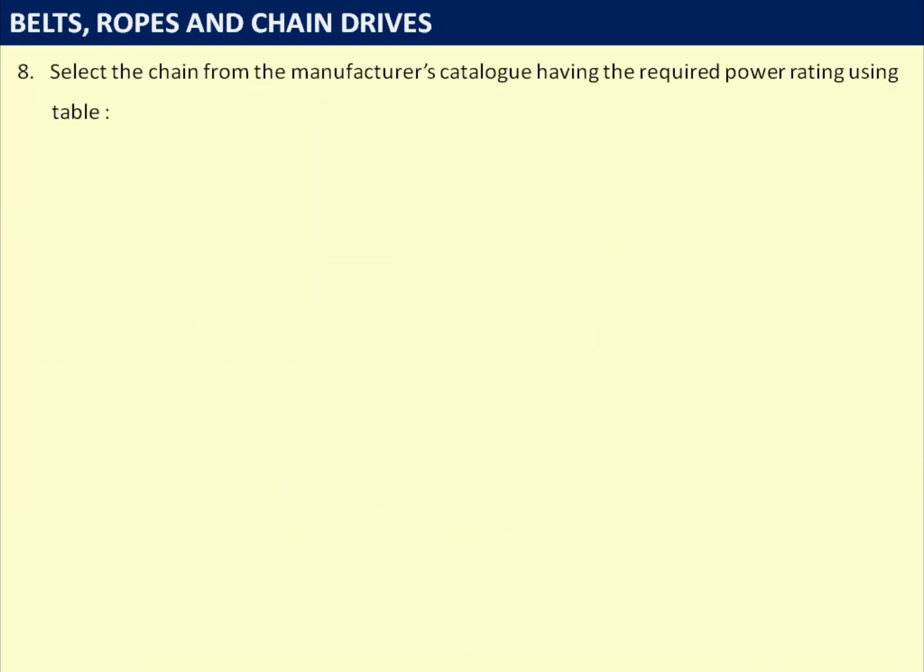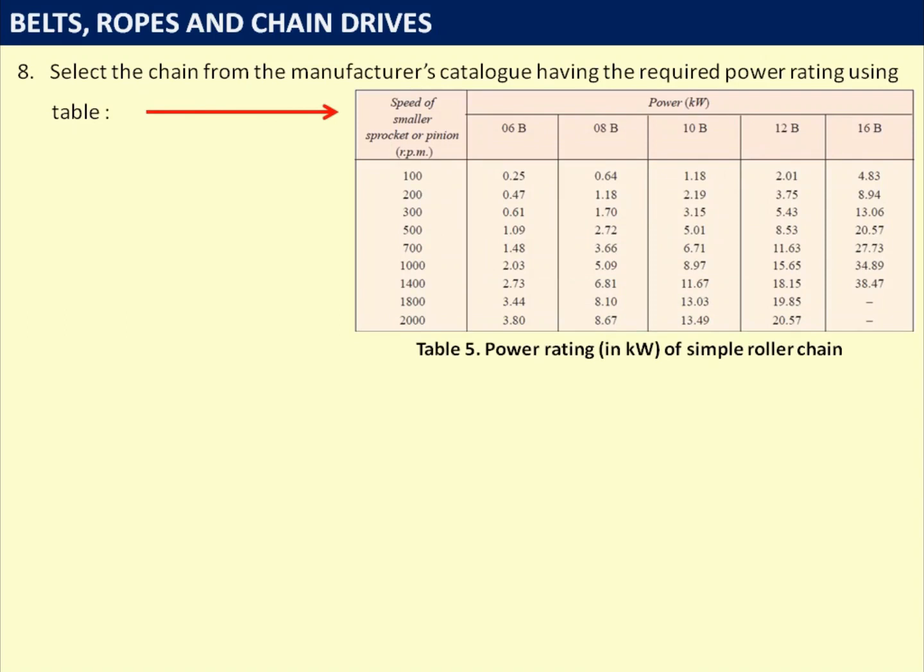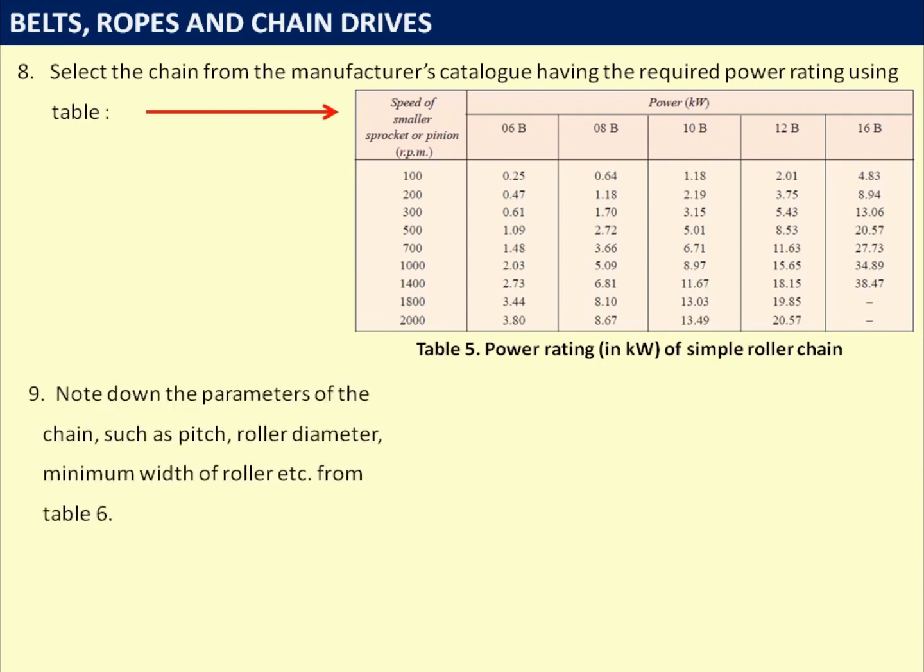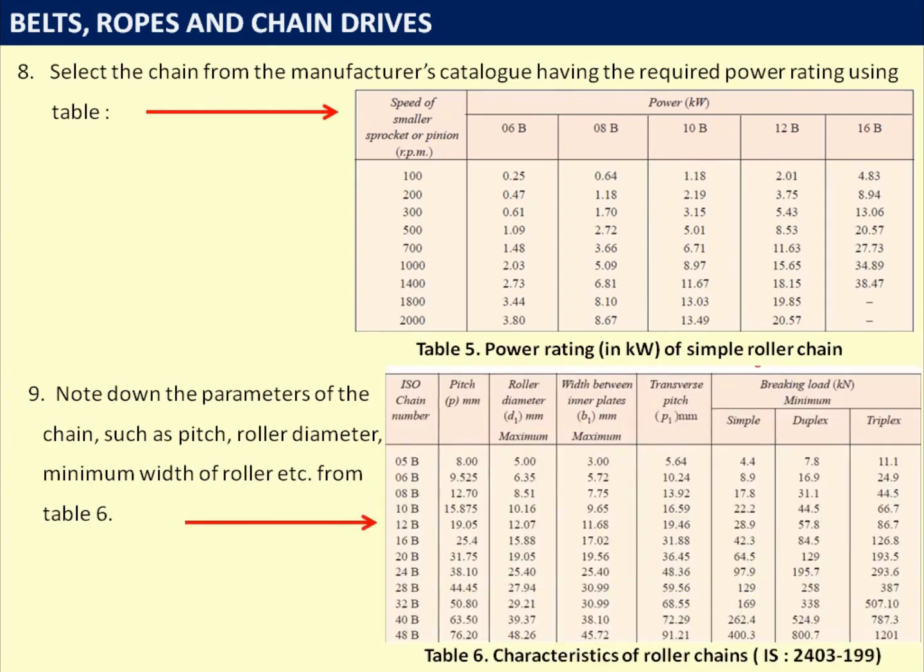Now eighth step, select a chain from the manufacturer's catalog having the required power rating using the table. From this table we can select using the speed of the sprocket or pinion, which we will know, and after calculation of rated power we can select the appropriate chain. Next step, note down the parameters of the chain such as pitch, roller diameter, minimum width of roller, etc. from Table 6. Once we select the chain, the corresponding parameters we can note down.